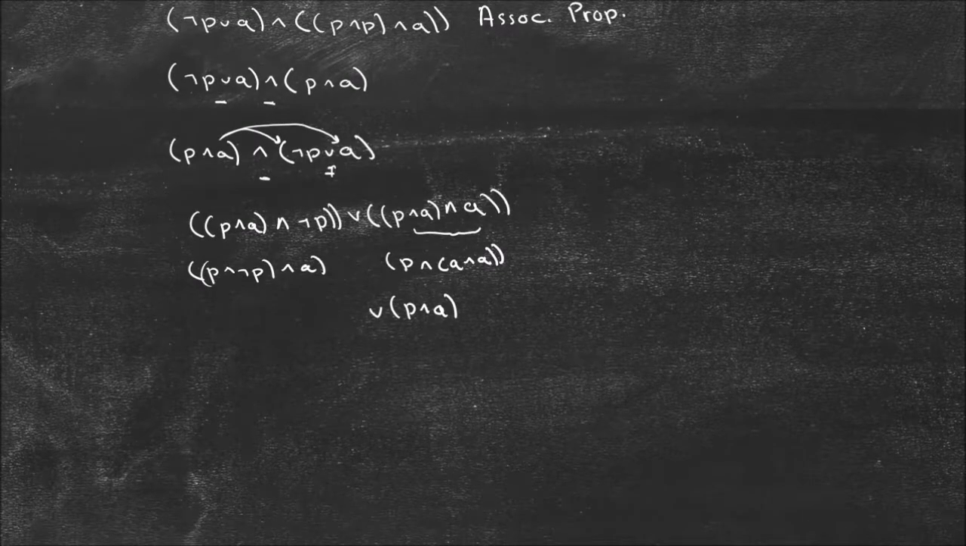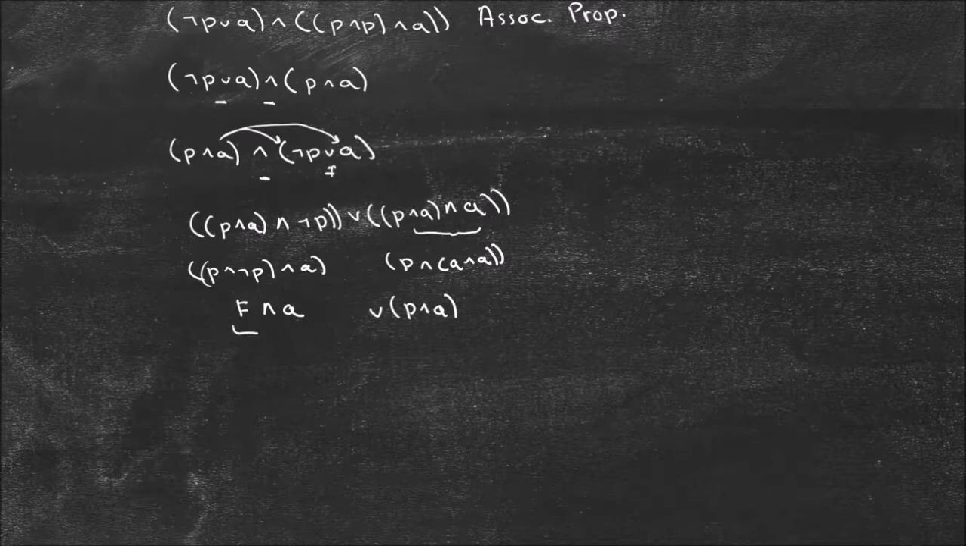Okay, so P and not P. Well, let's think about that one for a second. Can P and not P both be true at the same time? No, they can't. That's a contradiction. So I'm left with a contradiction and Q, or P and Q. So that's what I have right now.